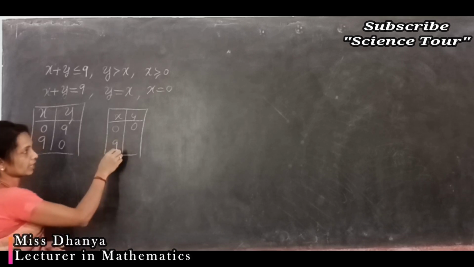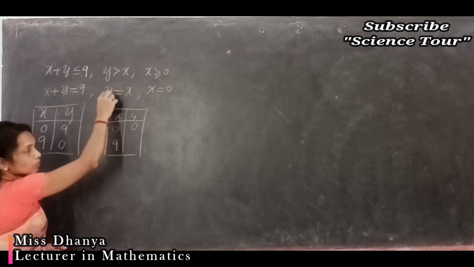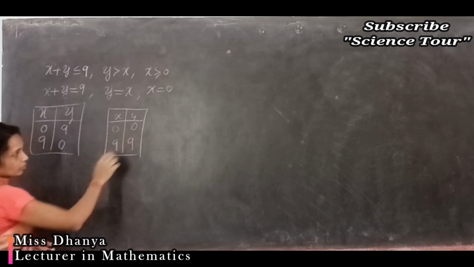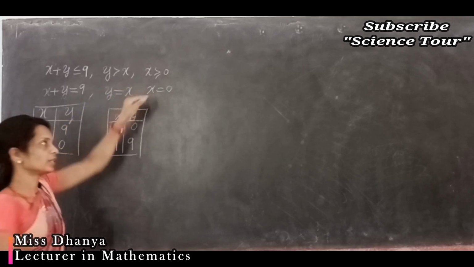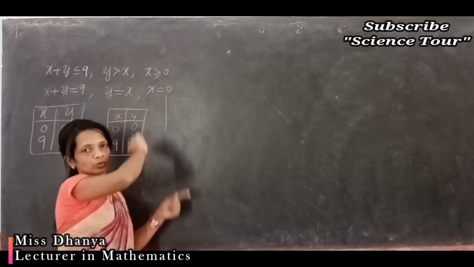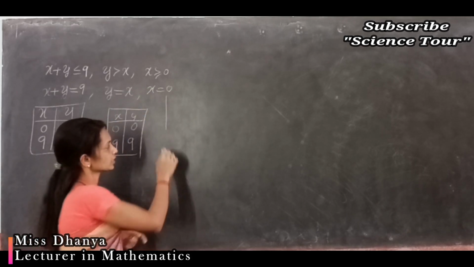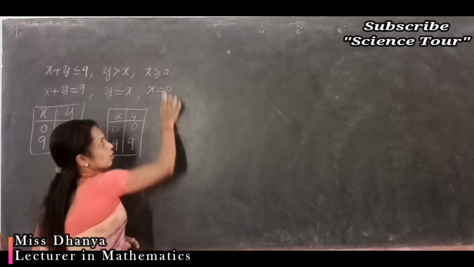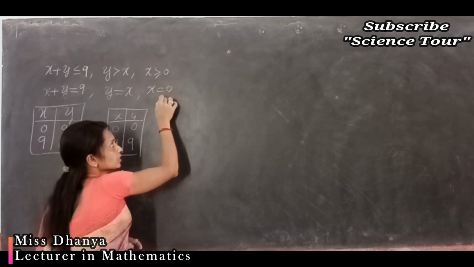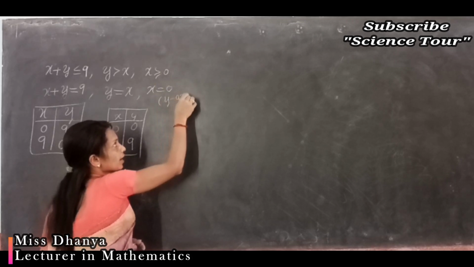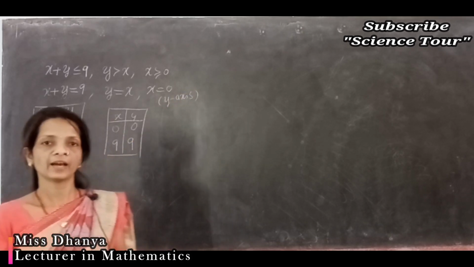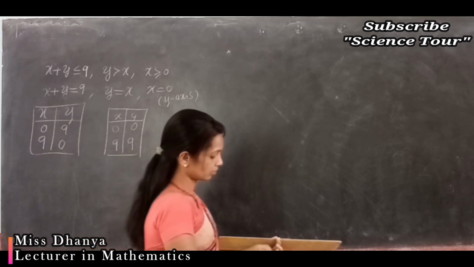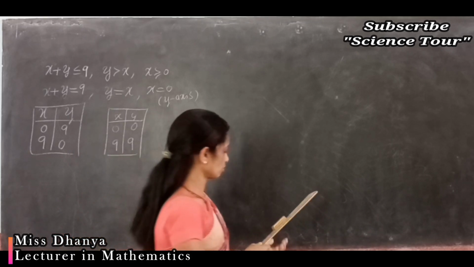Okay, x equal to 9. When x equal to 9, what is the y value? y is also 9. Okay, so these two points you want to mark for this line. And x equal to 0, that is a vertical line passing through 0 on the x-axis, that is nothing but the y-axis. Okay, always keep in mind that x equal to 0 means that is the y-axis, which will be already there in the Cartesian plane as a coordinate axis.